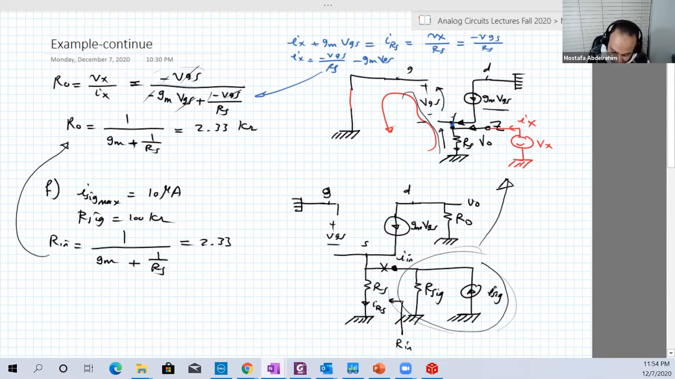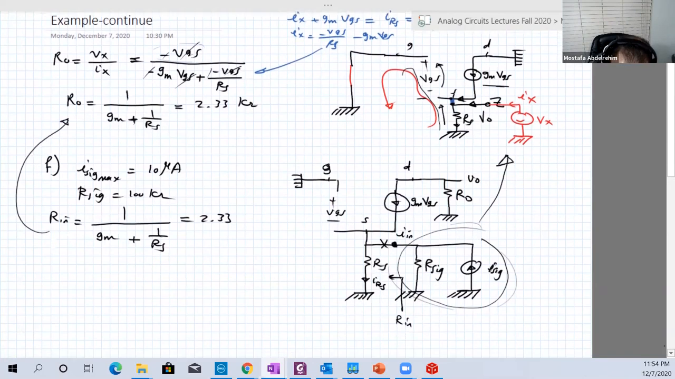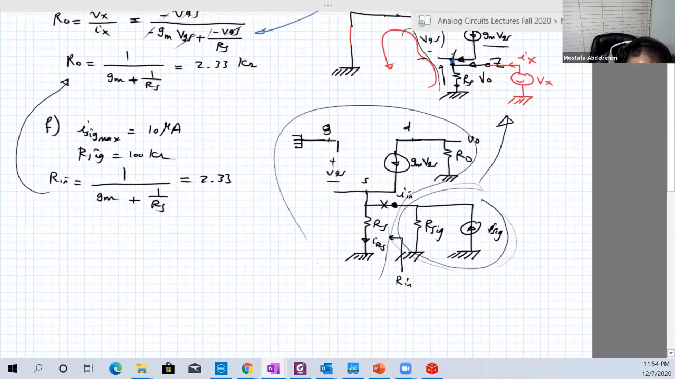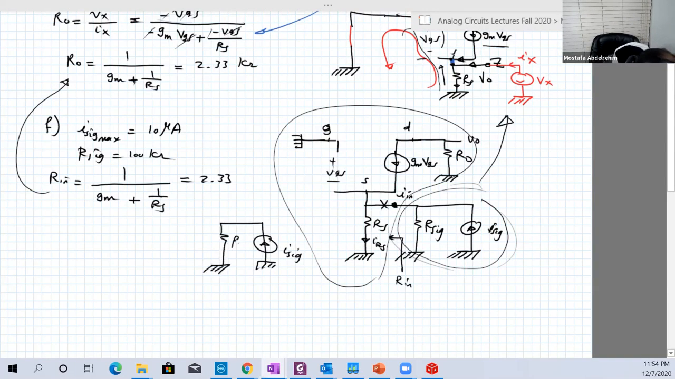But why did we do this? If we can remove all of that and put its equivalent circuit, we're going to have something like this: I signal, R signal, and R input, which we know now. And here is R input, this I input, this current.